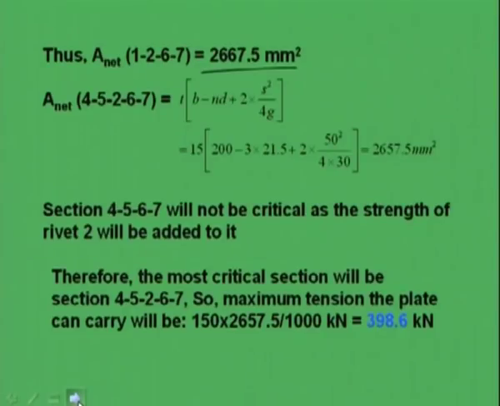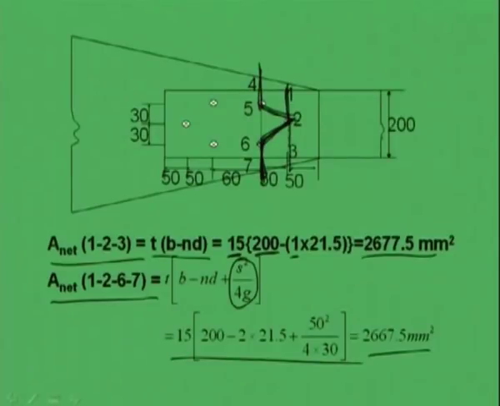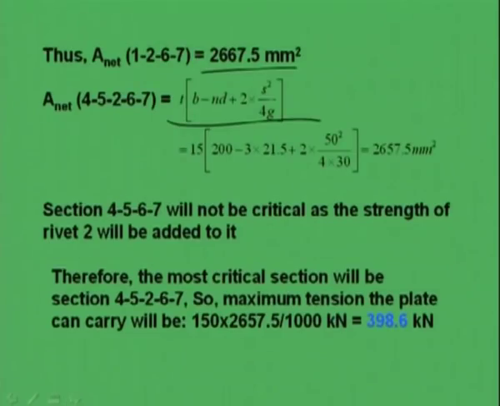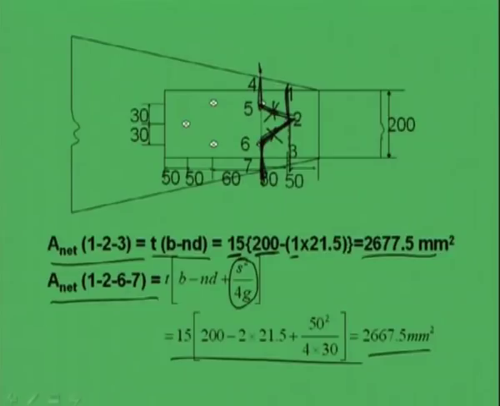For 4, 5, 2, 6, 7, it will come like this: t into b minus nd plus 2 into s square by 4g, because here 2 staggered rivets are there, this is one, this is another one. So, 2 into s square by 4g. If we put the values, then we will get 2657.5 millimeter square. So for three types of failure, we have seen that different net cross-section areas are obtained. The minimum one will be the strength of the plate, which has to be calculated through that. Now another is section 4, 5, 6, 7. Here it may fail like this also. So in this case, what will happen?